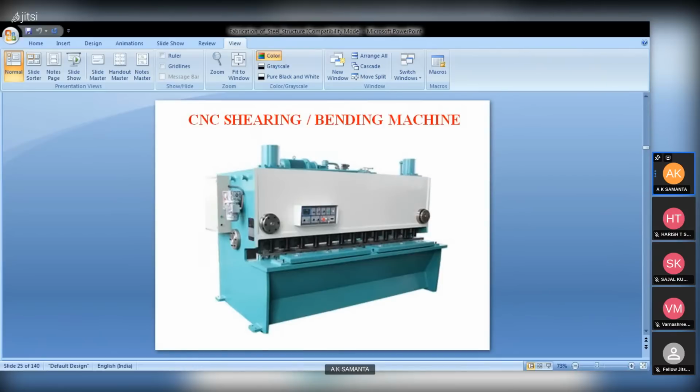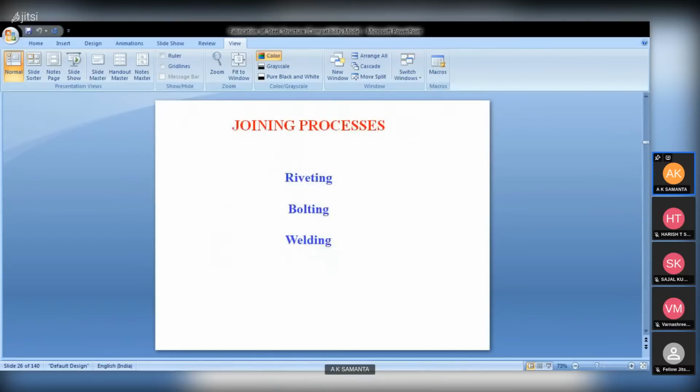Now another is the bending machine. We know the hydraulic bending machine, and sometimes it is with CNC. It is available in the workshop. The machine has a similar working methodology for both the shearing option and the bending option. The same machine can be used for both operations. So the CNC shearing machine is also finding its place in a good workshop.